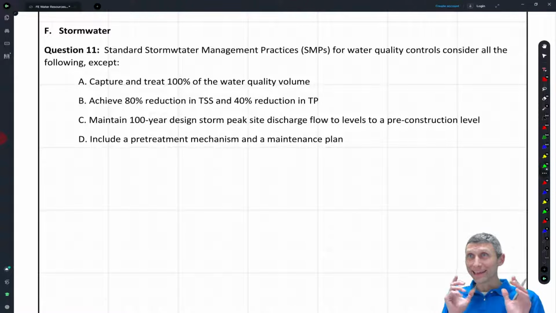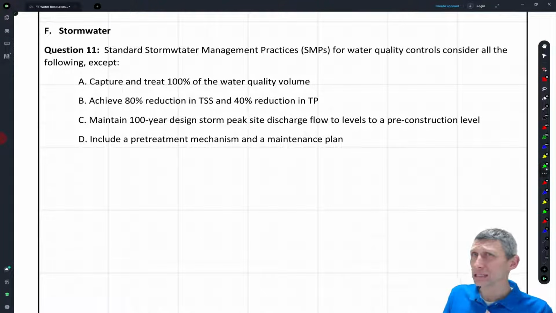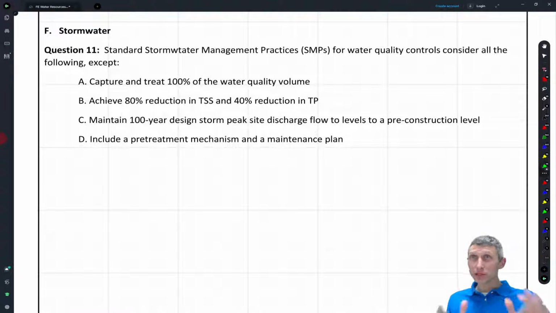So, and then here's another question. Maintain 100-year design storm peak site discharge pre-construction levels. 100-year design storm is not water quality. Once you get to 100-year design storm, everything's turbid.